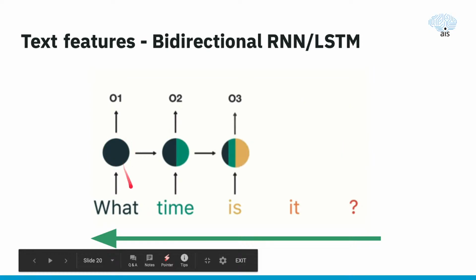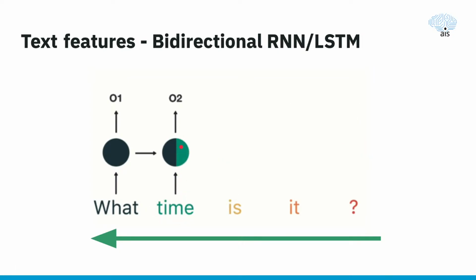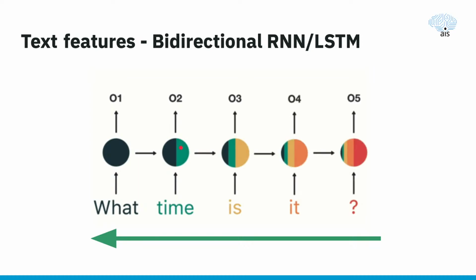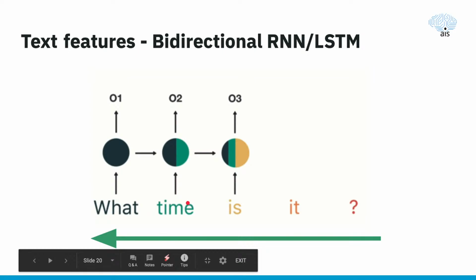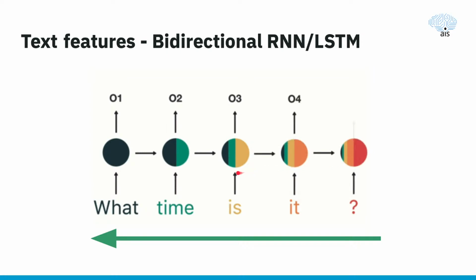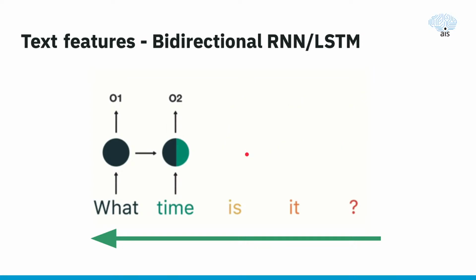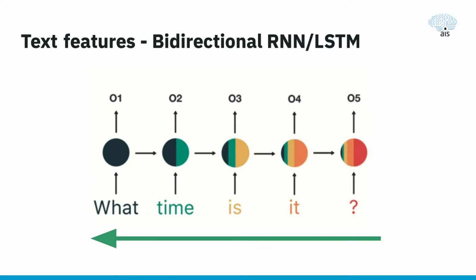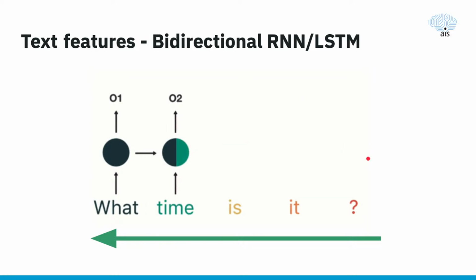For example, the first neuron learns the word "what", and then the second neuron learns the word "time". But you can see the color here is now split in half. This means the second neuron learns the relationship between the word "time" and "what". When the neurons read the text from left to right, they learn the words and the relationship between the current words and the previous words. The RNN goes from left to right because it mimics how we read the text.